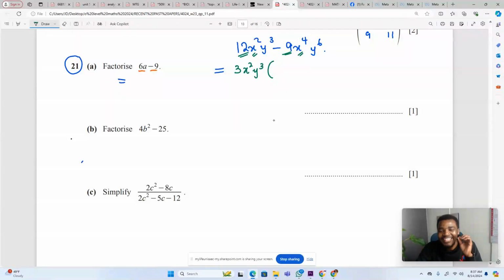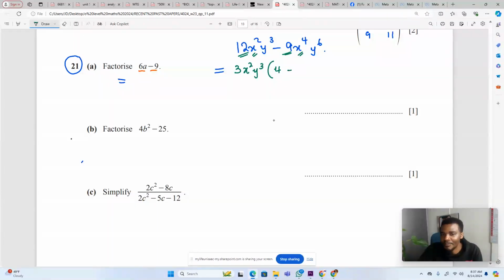This means that 3x squared y cubed is the biggest number that can get into 12x squared y cubed and into minus 9x to the power of 4 y to the power of 6. So now let's see how many times 3x squared y cubed gets into these terms. So let's start. 3x squared y cubed into the first term. So 3 into 12 is going to be 4. X squared into x squared cancels. Y cubed and y cubed cancels.